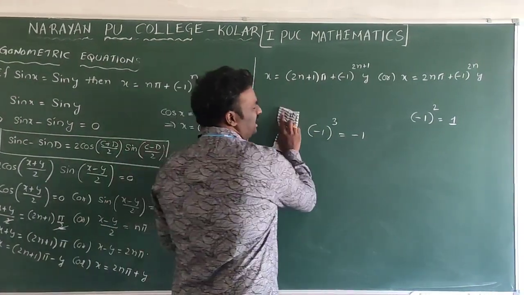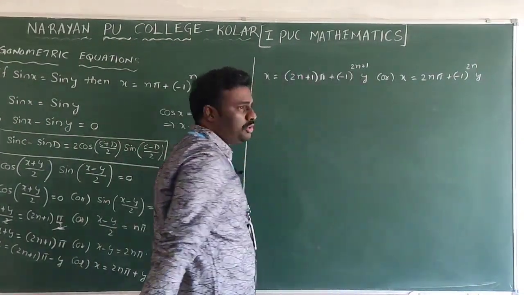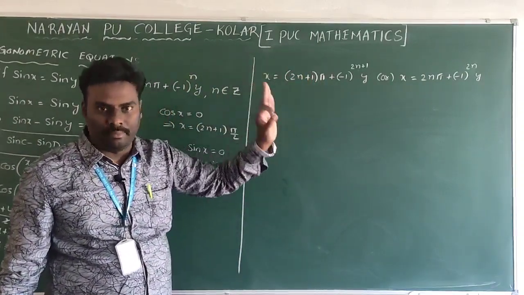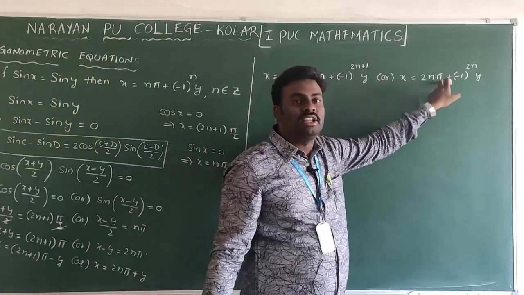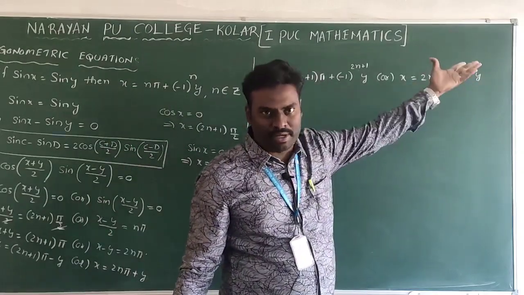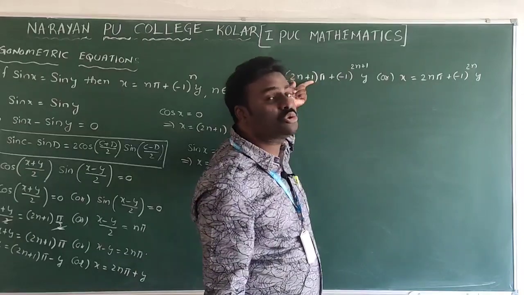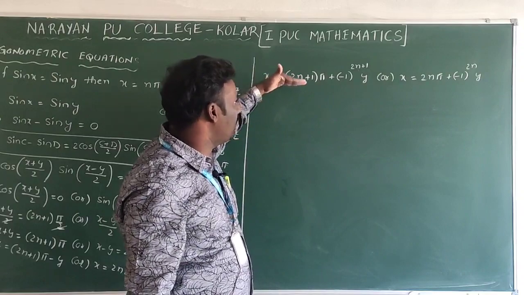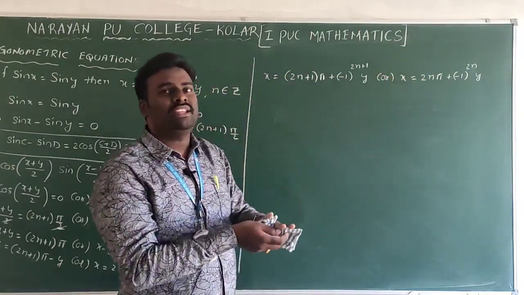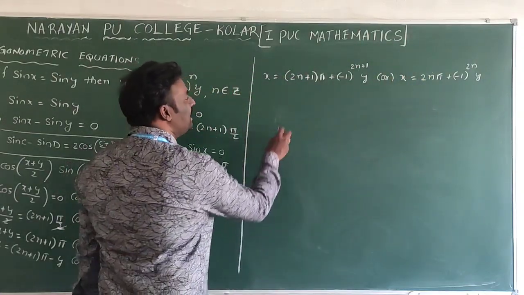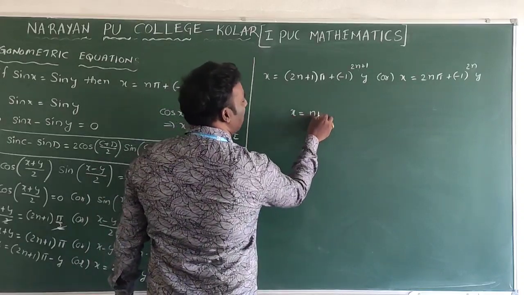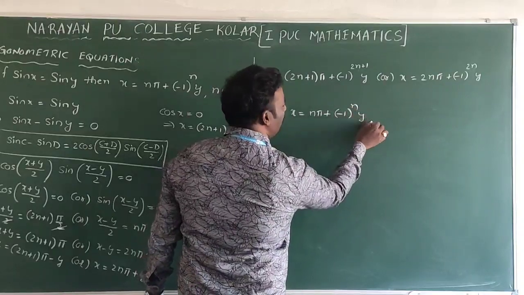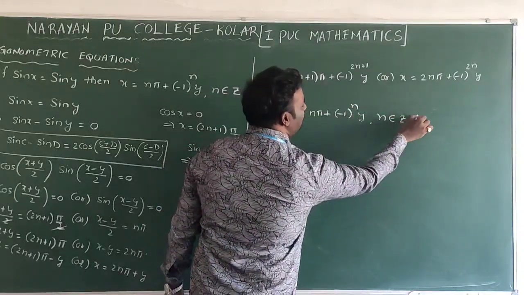Now merge these two equations. How to merge? This indicates the solution for odd numbers. This indicates the solution for even numbers. Why? Because here the value is 2n plus 1, here the value is 2n. So this is odd, this is even. I am joining these two equations. We will get x is equal to nπ plus (−1) power n into y, where n belongs to integer.